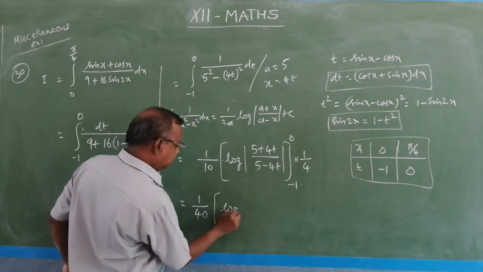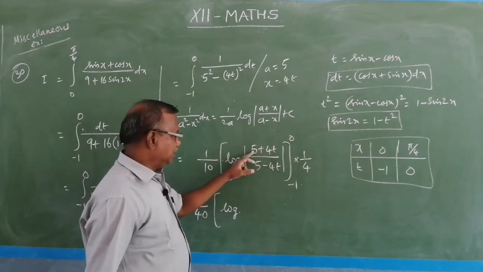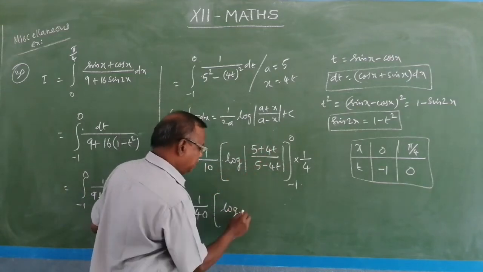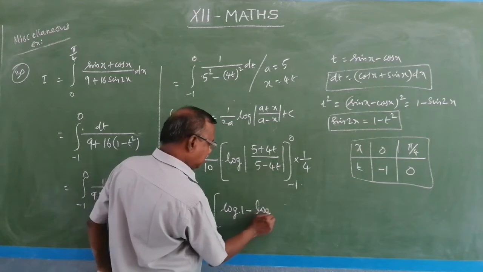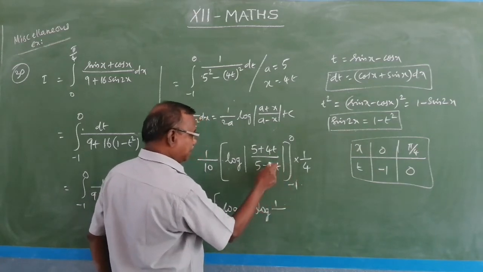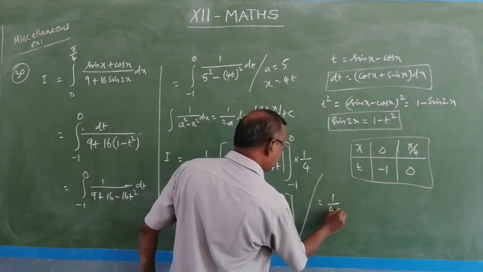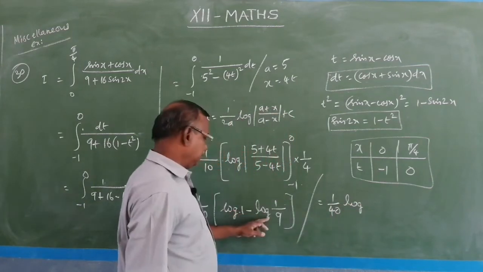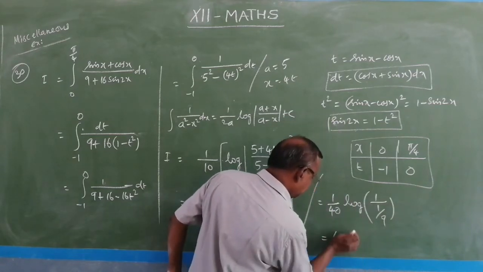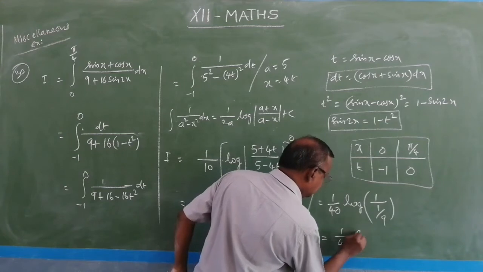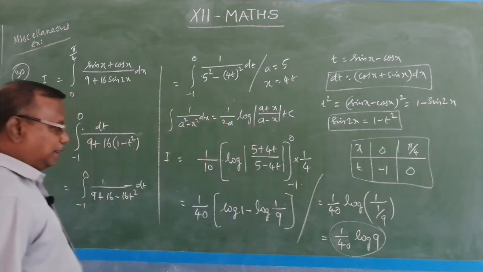So log of, 1 by 40 into, first substitute the upper limit, that is 0, means it is 5 by 5 equal to log 1, minus, and substitute the lower limit, this is log of minus means 1 and minus of minus 1 plus 4, it is 9 by 1, which is equal to 1 by 40 into log of, log a minus log b equal to log a by b, that is log of 1 minus 1 by 9, which is equal to 1 by 40 into log 9. So the denominator of the denominator becomes a numerator. So it is 1 by 40 into log 9.